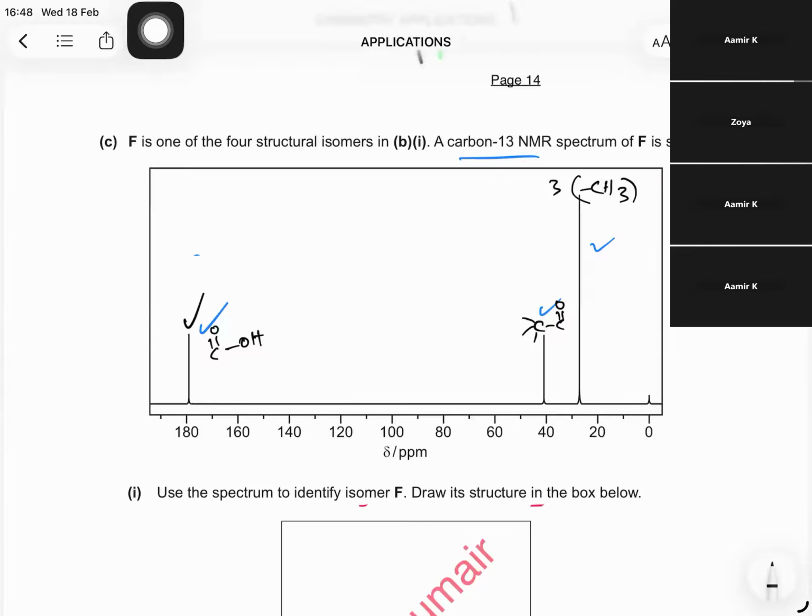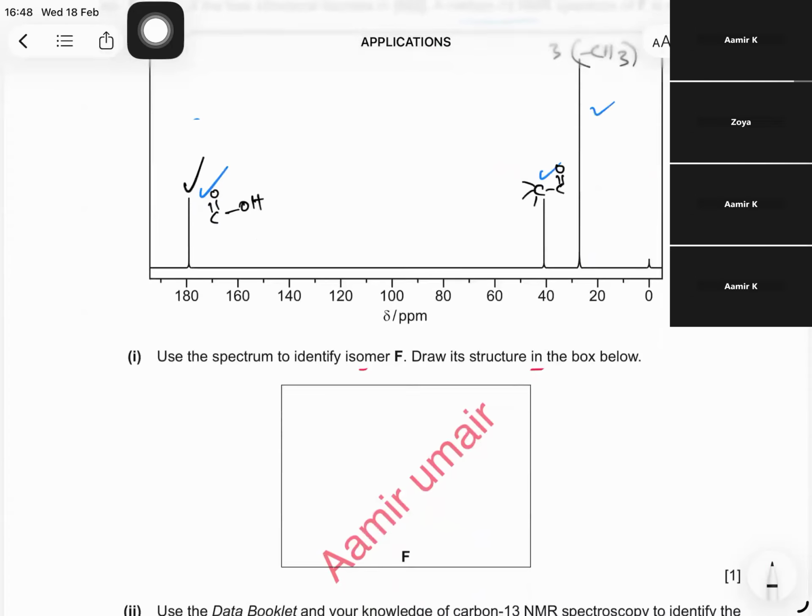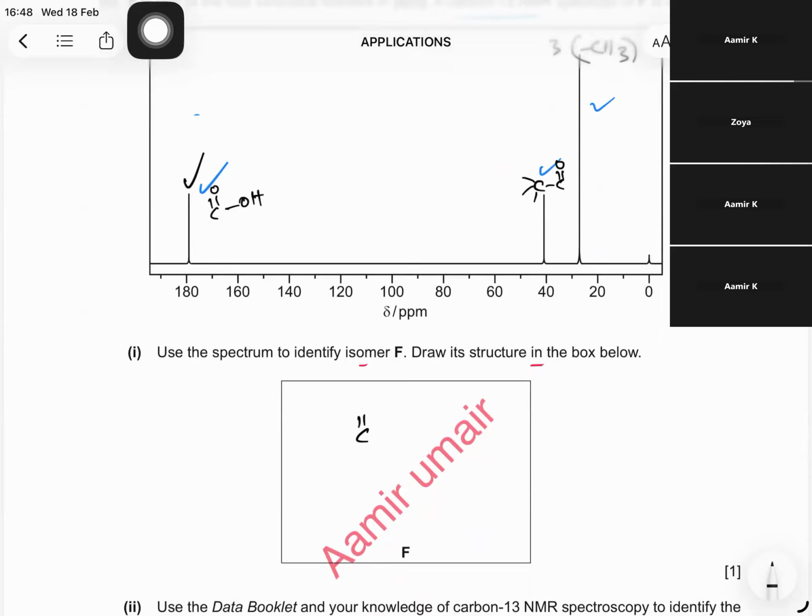Got it? Now we know the structure. So what is the structure? This one, C double bond OH, and then there's a 1 carbon and 3 carbon attached here. I hope you got my point and my thought process as well. I'm telling you, you just follow the procedure. Next.